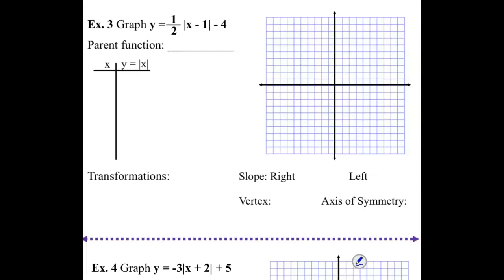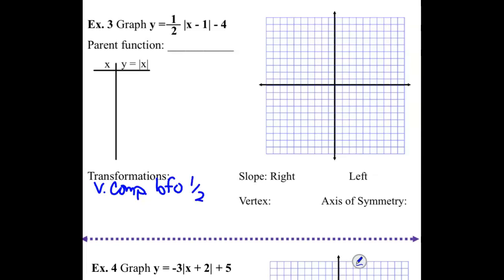Let's do them in order. Remember, we want to always go in order from left to right. What's the very first thing we see? A 1/2, which is a compression. So we know that we have a vertical compression by a factor of 1/2.